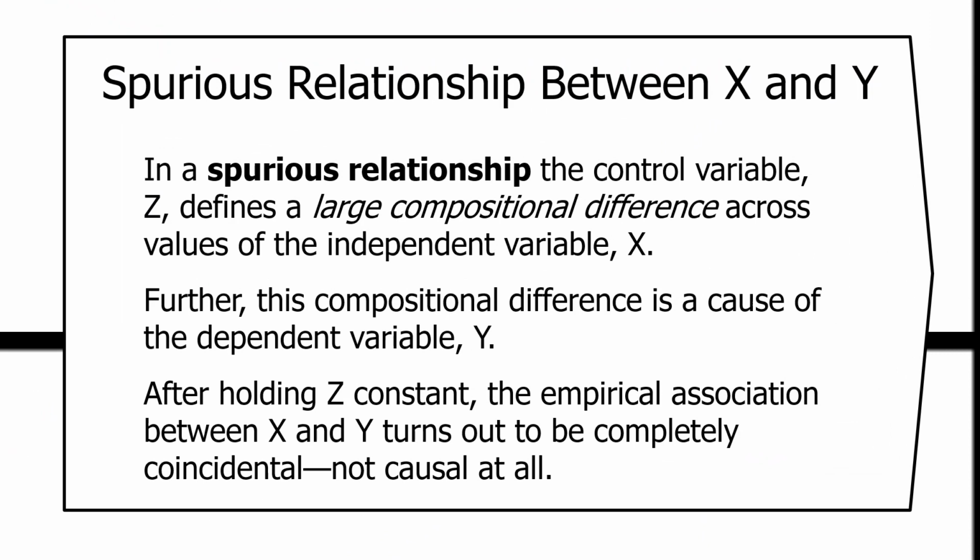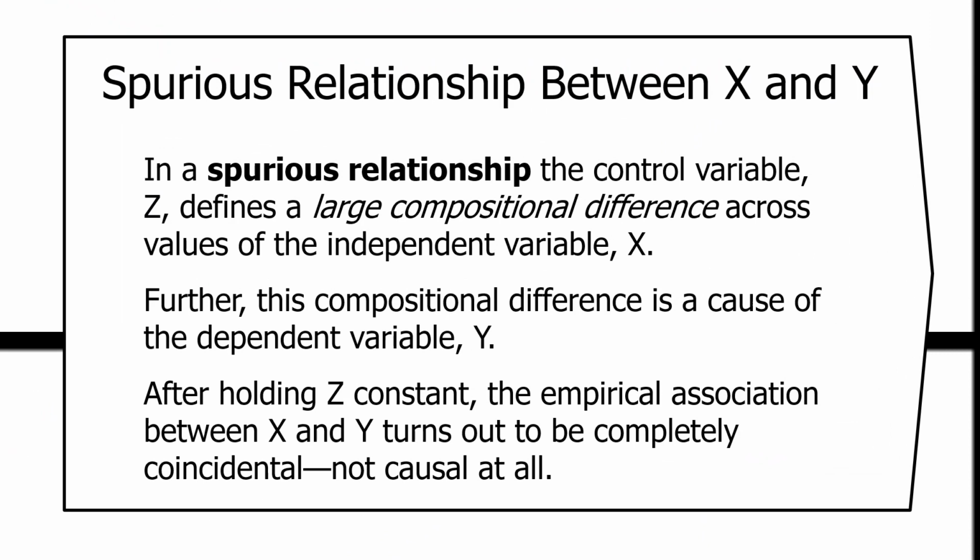Further, and this is where the mischief comes in, this compositional difference is a cause of the dependent variable Y. So I often think of spurious relationships as sort of like Z is a puppet master, causing or having a relationship with X, making X move, if you will, and then also making Y move. And since X and Y are moving together because of Z, the XY relationship you think is real, but it's really an artifact. It's artificially created by the activity of Z.